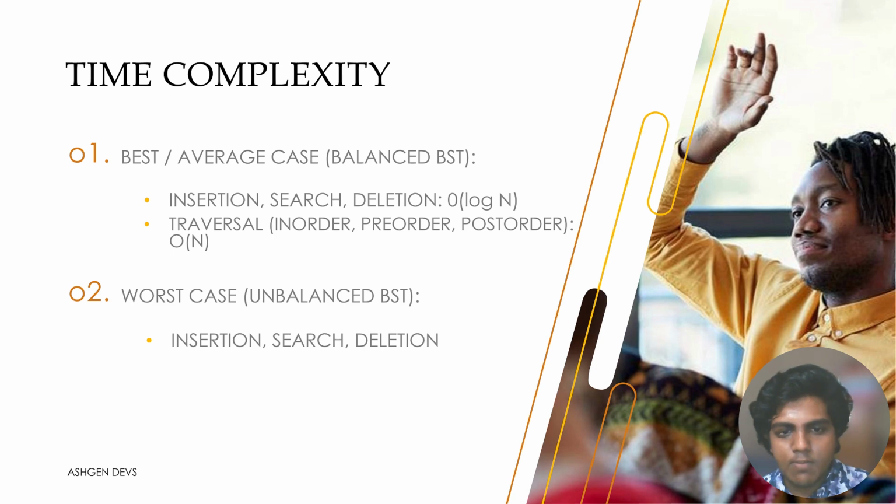And the worst case, an unbalanced BST. When the tree is unbalanced, these operations can degrade to big O n. Traversal takes big O n as every node must be visited.